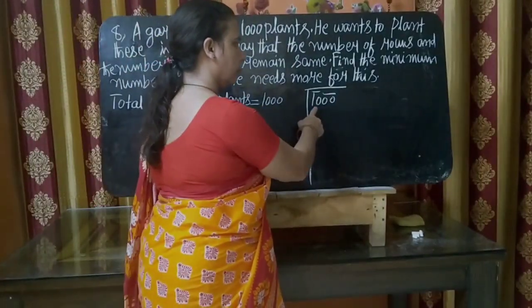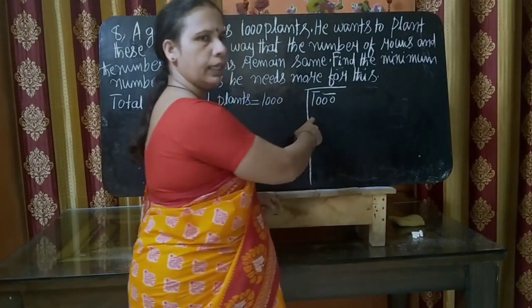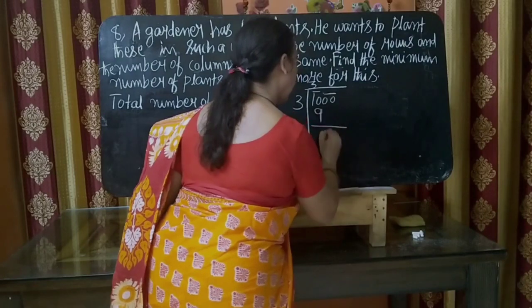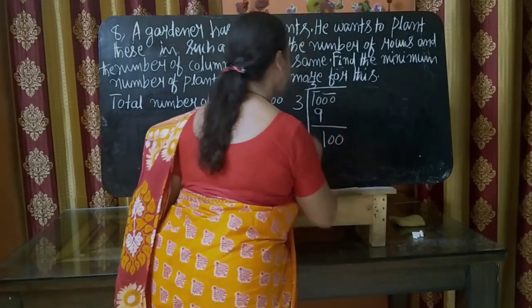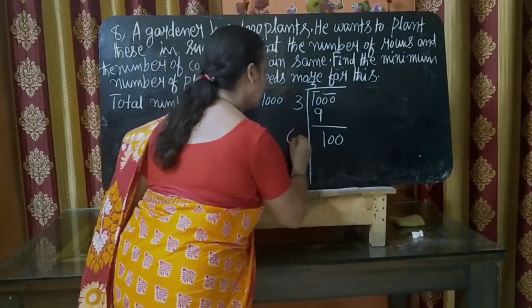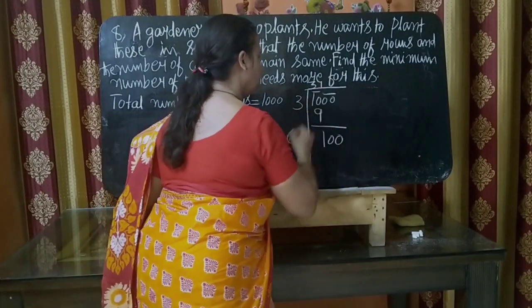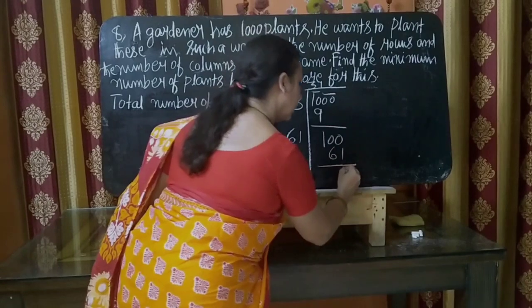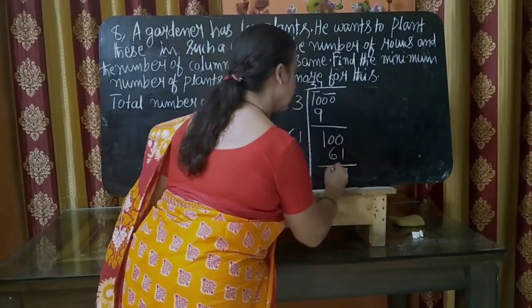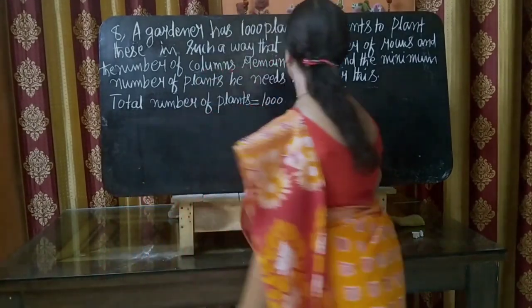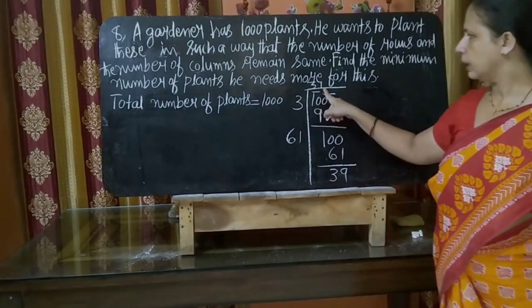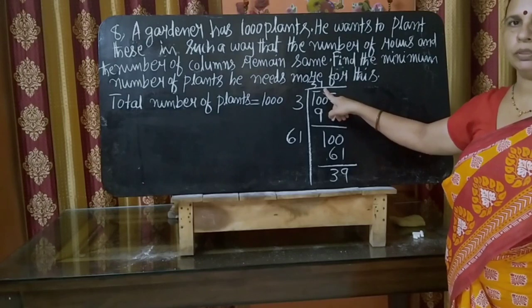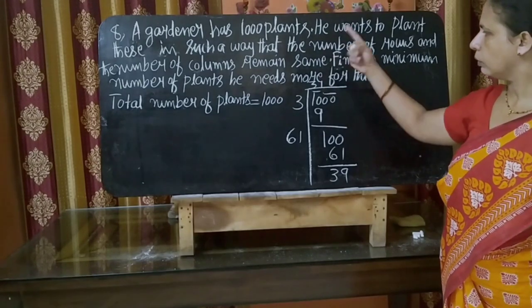Below 10, the square number is 9. Then 3 3s are 9, then 1. Take these 2 zeros down. Take the double of 3, 6. Then put 1. 1 into 61, 61. Then 10 minus 1, 9. Then 9 minus 6, 3. Next, we have to check the quotient. Quotient is 31. For this type of question we have to take the next quotient number.